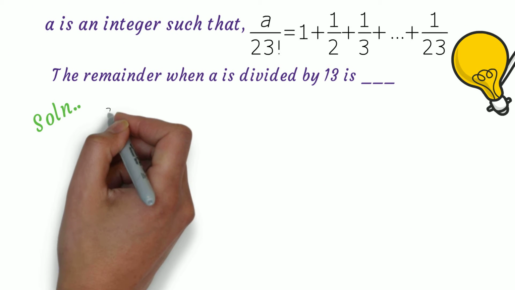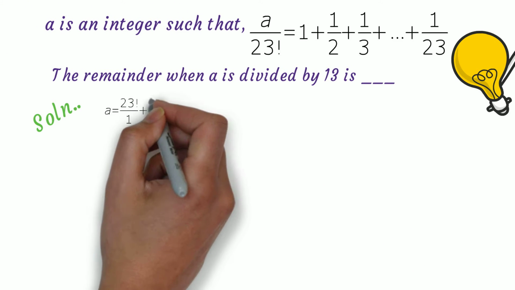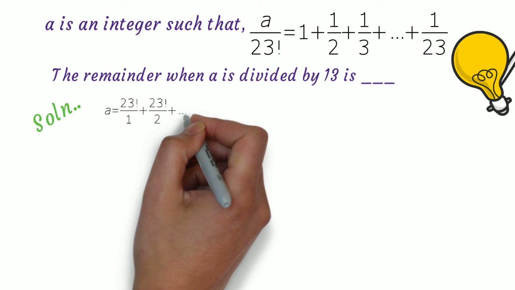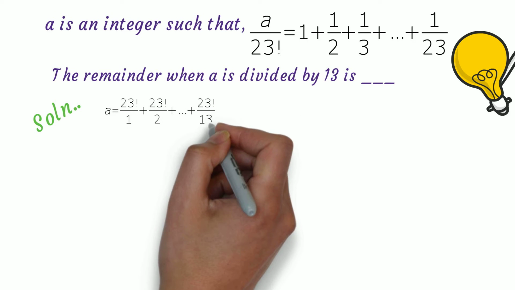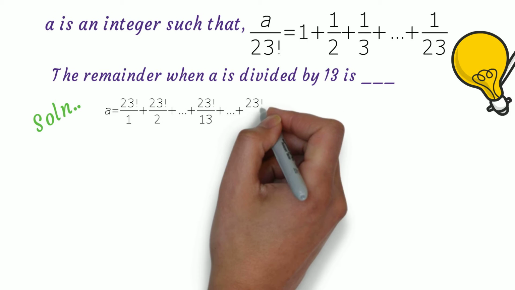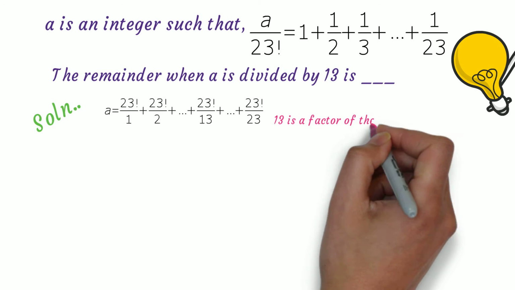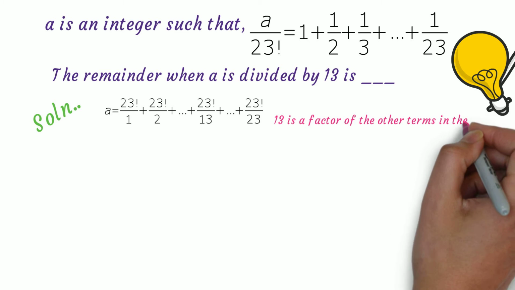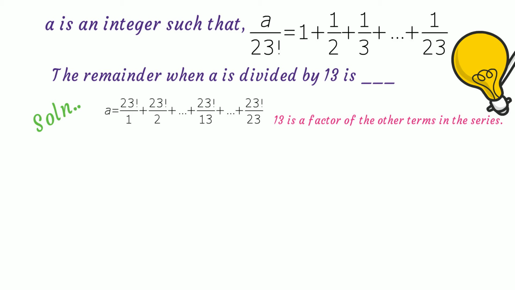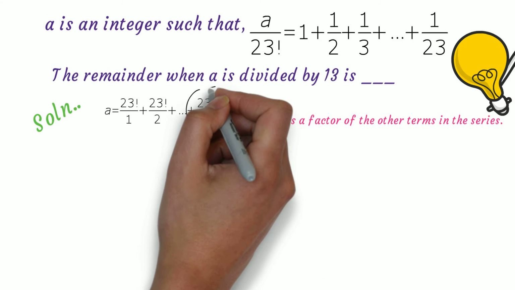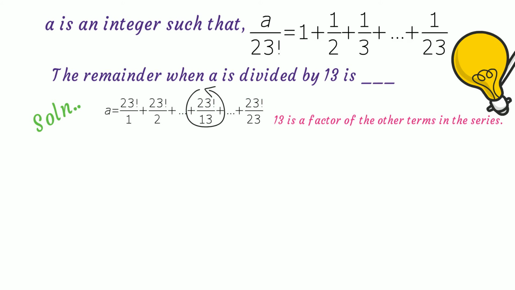We have a equals 23 factorial by 1 plus 23 factorial by 2 plus so on till 23 factorial by 23. Here, except for the term 23 factorial by 13, every other term is a multiple of 13, as 23 factorial already contains a 13 in it. Now, the remainder when 23 factorial by 13 is divided by 13 will be the remainder when the whole expression is divided by 13.